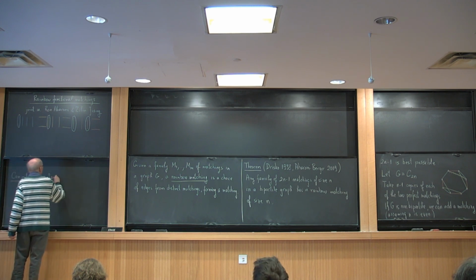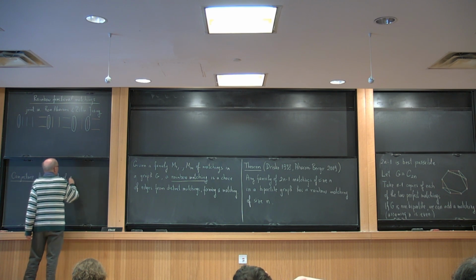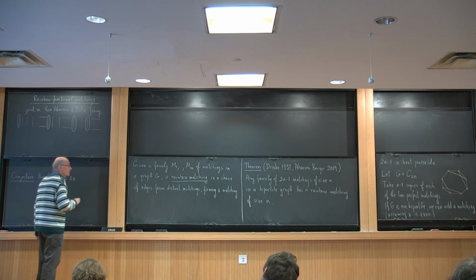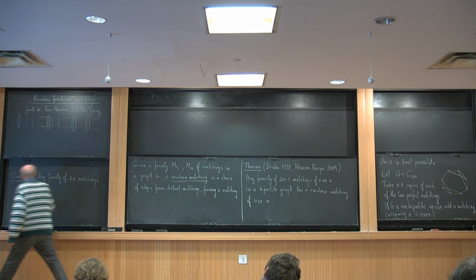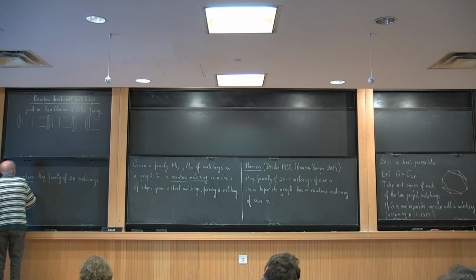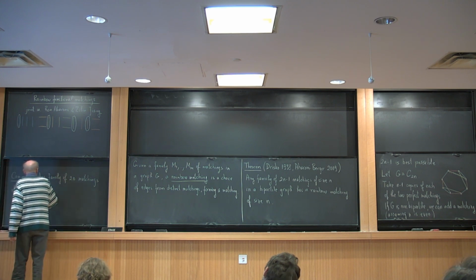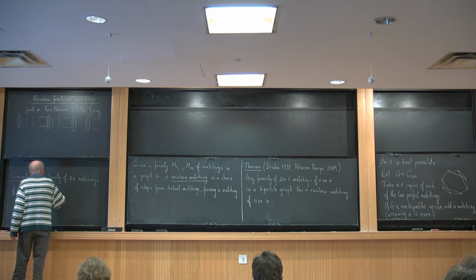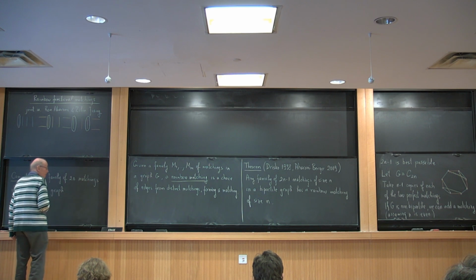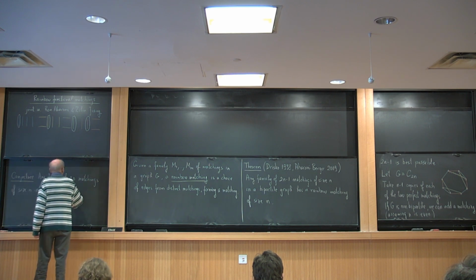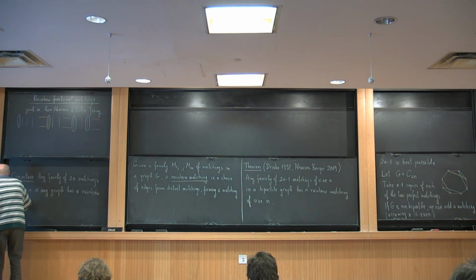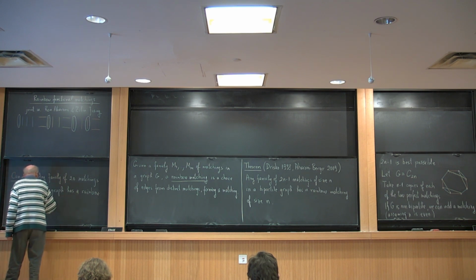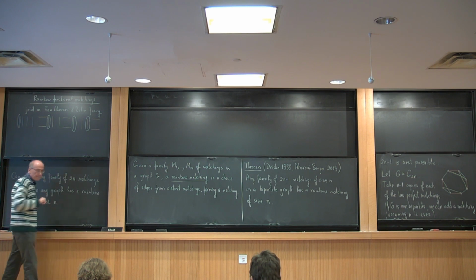Any family of 2n matchings of size n in any graph has a rainbow matching of size n.